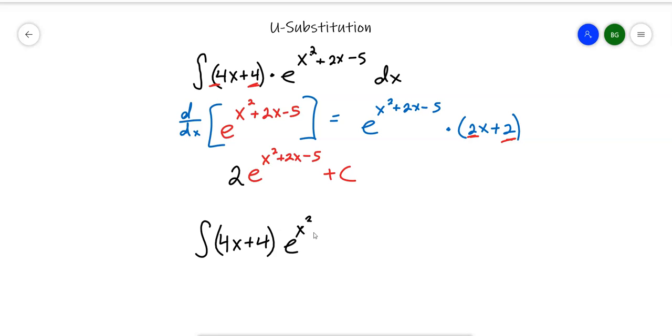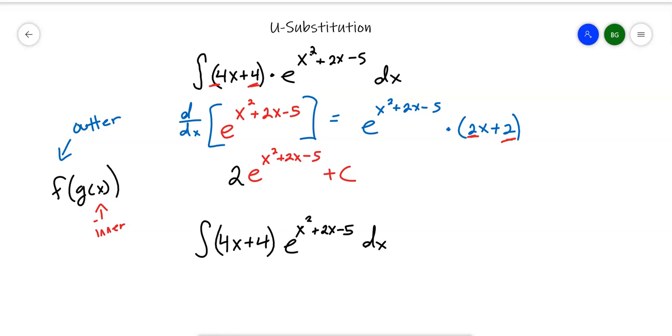U-substitution is most often used when there's a composition of functions. Right now I see this exponential as a composition, because I've got the quadratic function inside the exponent of the exponential function. When I have a composition of functions, f of g of x, I like to think of things as an inner function and an outer function.